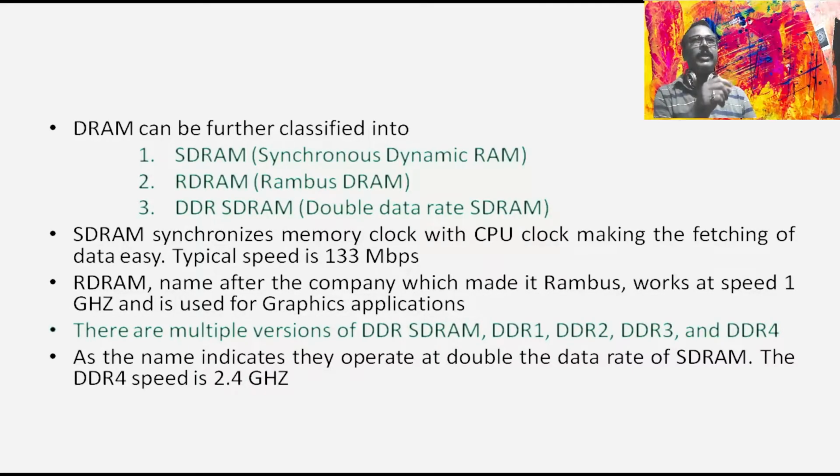RDRAM is used for graphics applications. Let us not get into those details, but we should bother about DDR, double data rate. As the name indicates, it is double data rate, and you have different versions: DDR1, DDR2, DDR3, DDR4. At present, DDR4 is running. Probably in another 3 to 6 months, you may find DDR5 in the market, and DDR6. People are trying to manufacture those also.